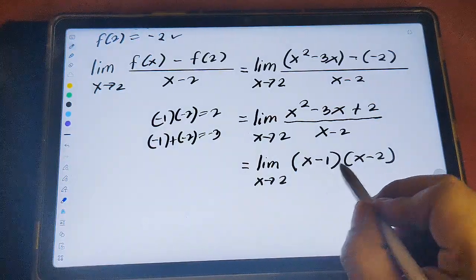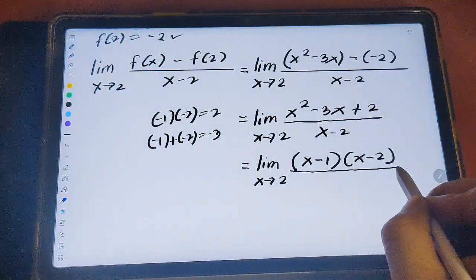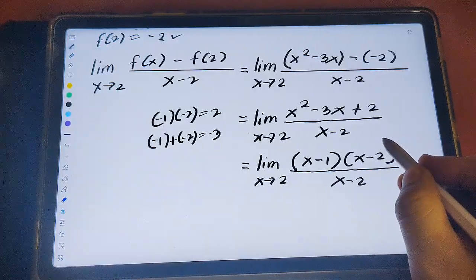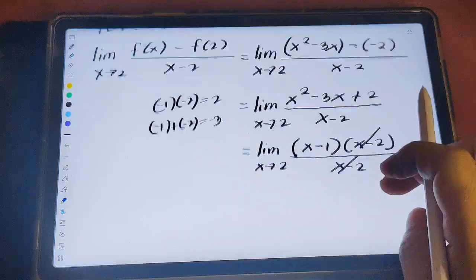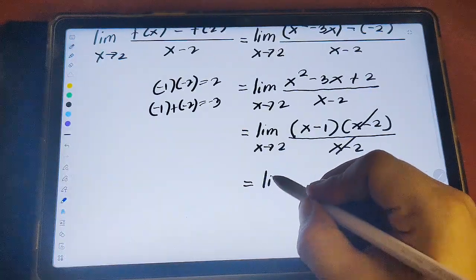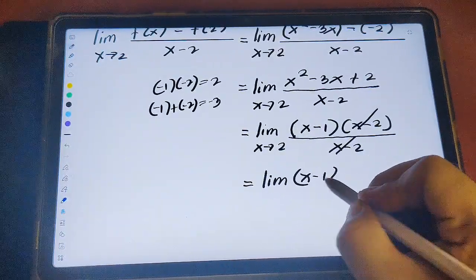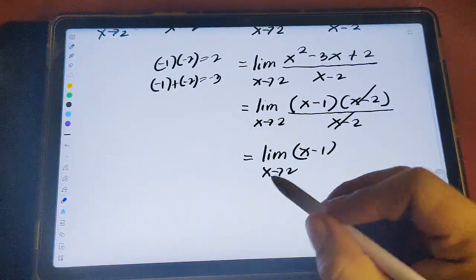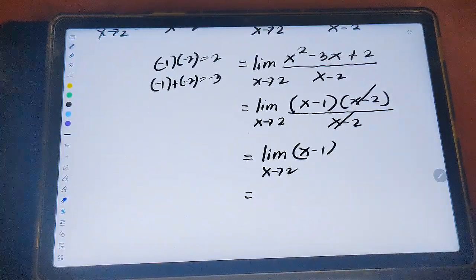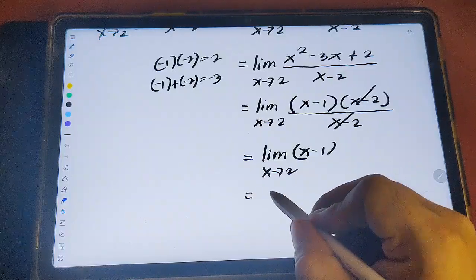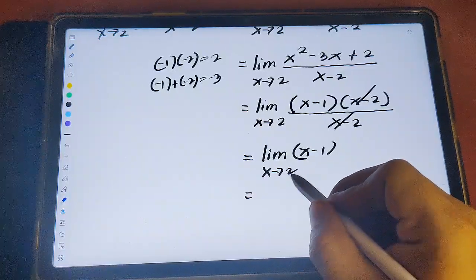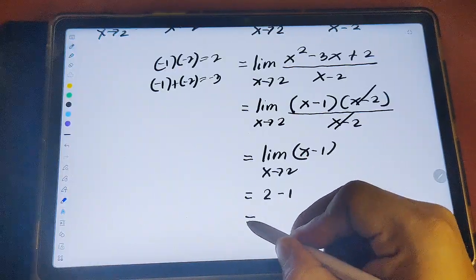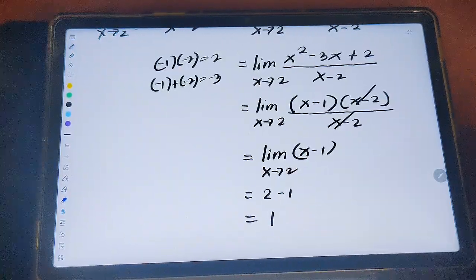So, the factors are x minus 1 and x minus 2 all over x minus 2. So we can clearly see that we can cancel x minus 2. So what remains is the limit of x minus 1 as x approaches 2. So in this case, we can directly substitute the value of 2. So 2 minus 1, that is 1. So the limit is equal to 1.